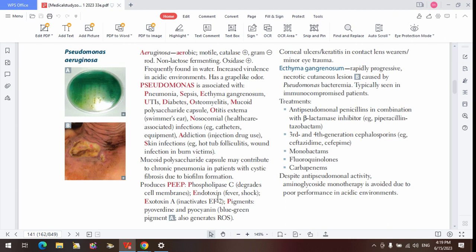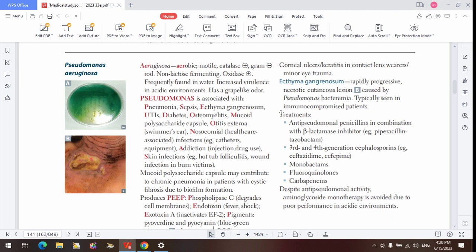Pseudomonas causing septic shock, the endotoxin. The E, exotoxin A, is why it can cause some of the other infections, like otitis externa, osteomyelitis too, the other things that it causes, because it causes necrosis by inhibiting protein synthesis. So your exotoxin A also helps with that. Then the pigment, generating reactive oxygen so that it can evade immune response.